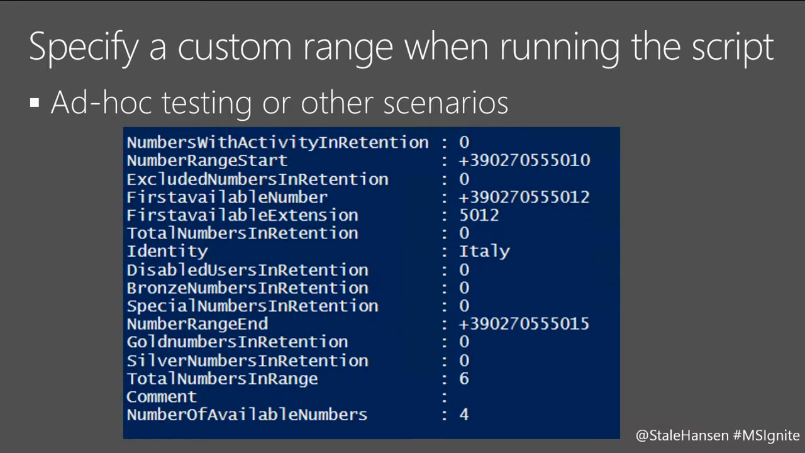So here we see the information you get, and you see that the total numbers in range are 6, and the numbers available are 4. So there are 2 users that have a number, and you also see that the first available number here is not the first number in the range, but the third number. So yeah, it's good information.